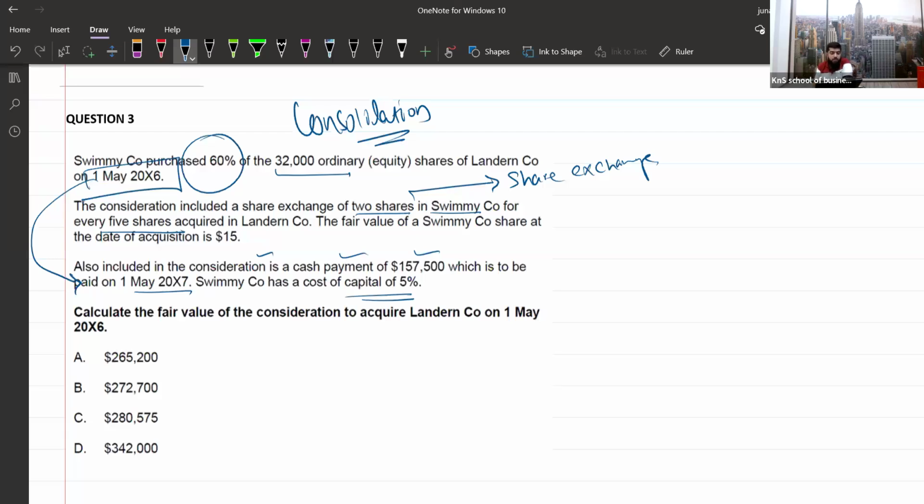What is the requirement? You need to calculate the fair value of the consideration transferred. That's it. You're not supposed to calculate the goodwill, and you're not supposed to prepare the consolidated financial position. All you have to do is calculate the investment amount, or we can call it the consideration amount or the consideration transferred. I would request you all to please try to solve this question first.